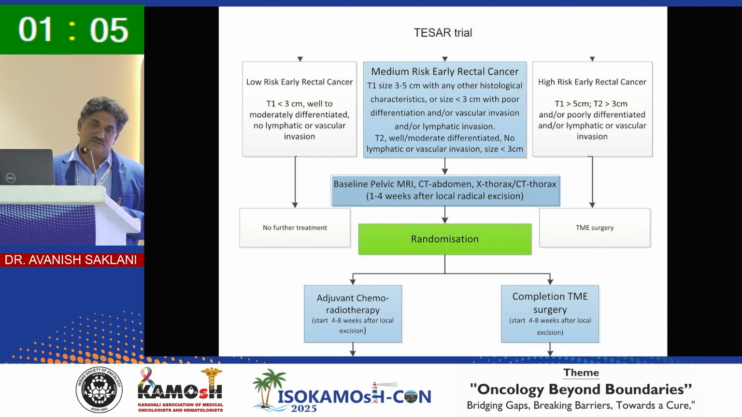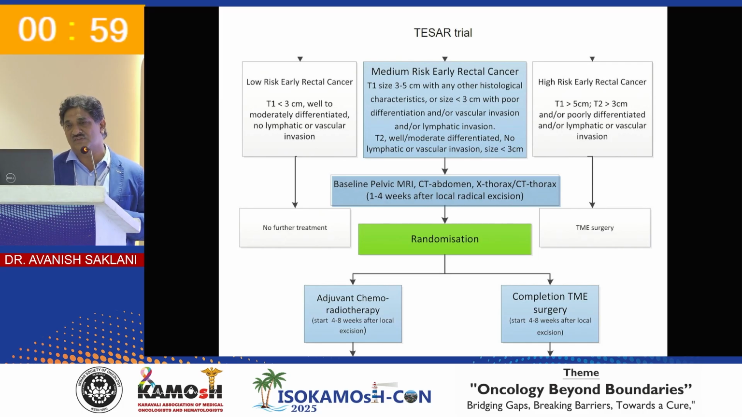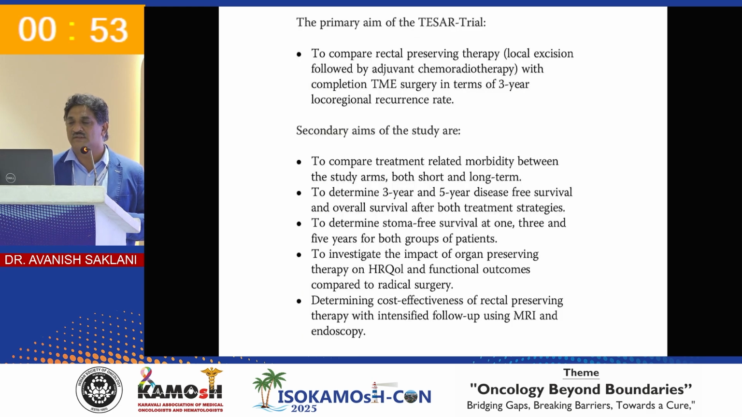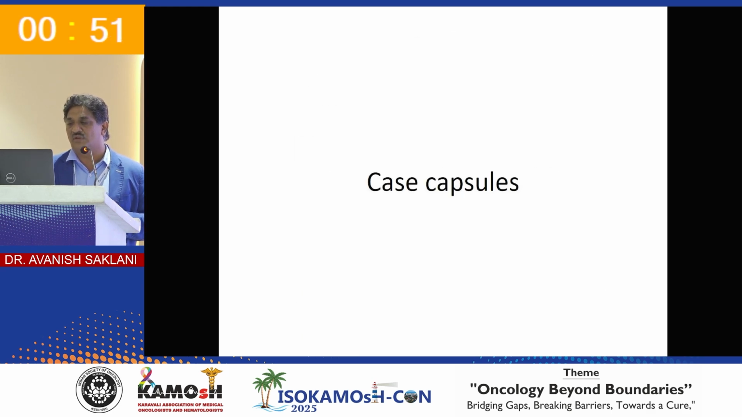So now selection is important. If you look at the TESAR trial, you do a local excision, it comes back as T1 with high-risk features. We don't know whether to do TME or chemoradiation. So the TESAR trial will show about it. We'll finally decide what to do.